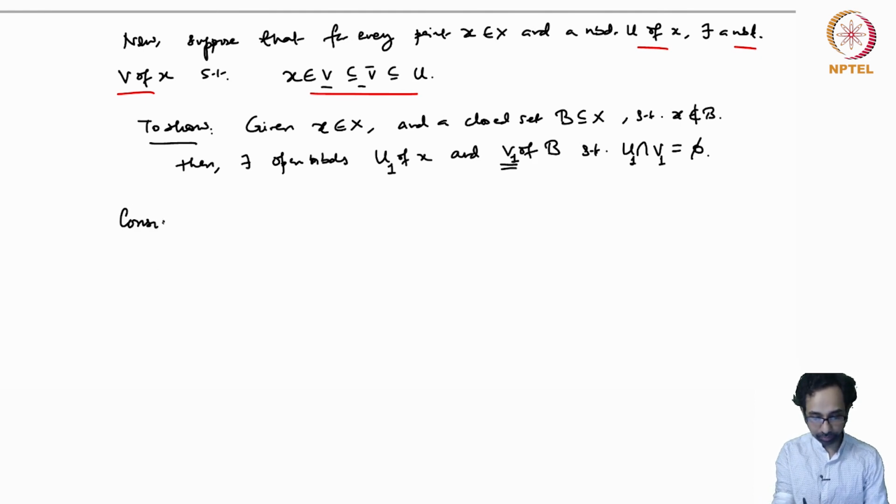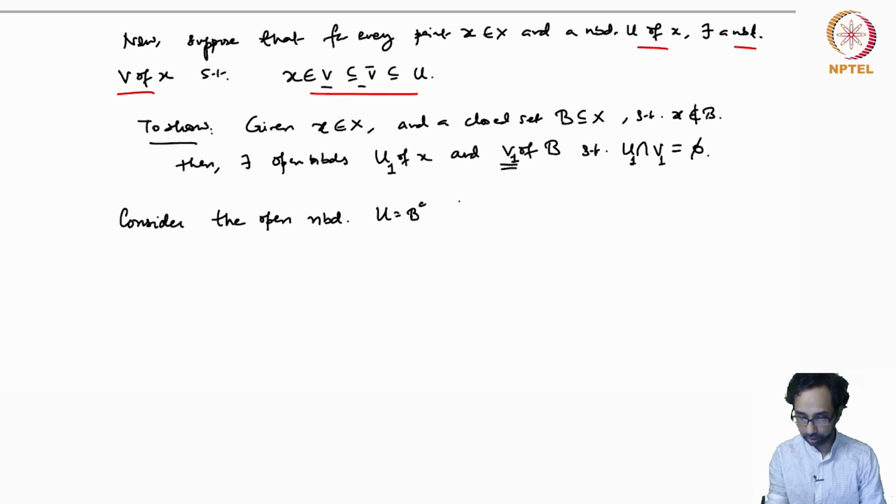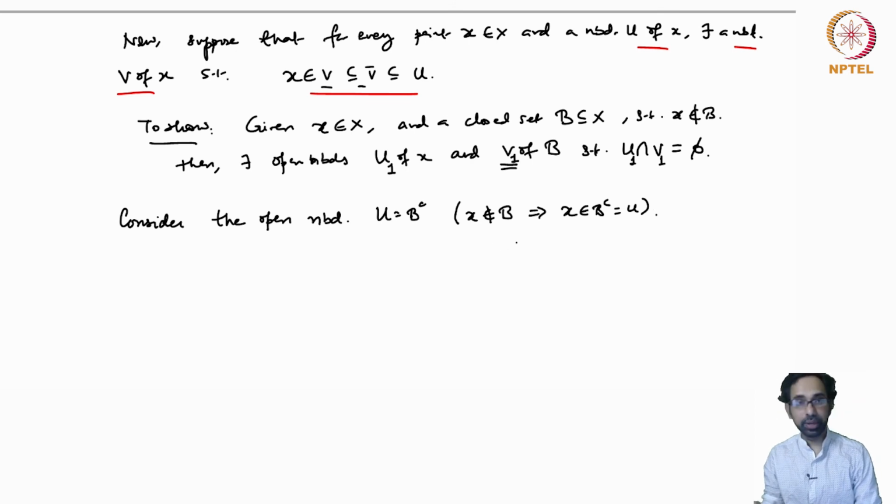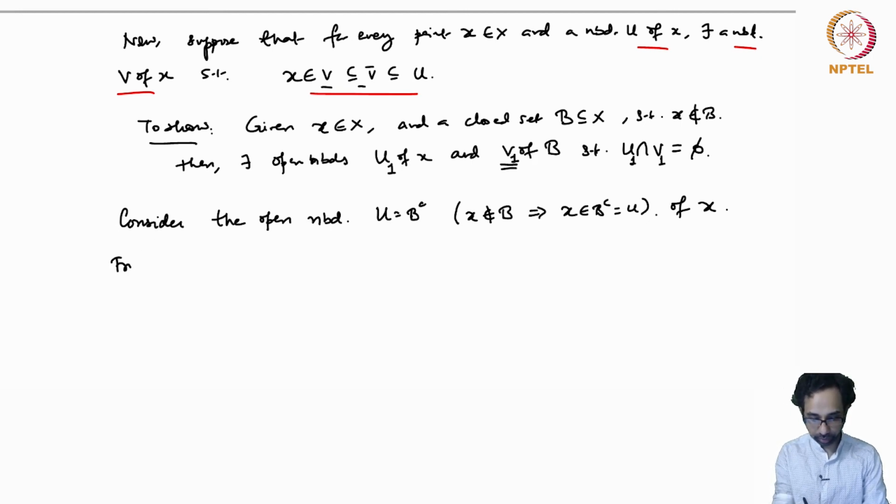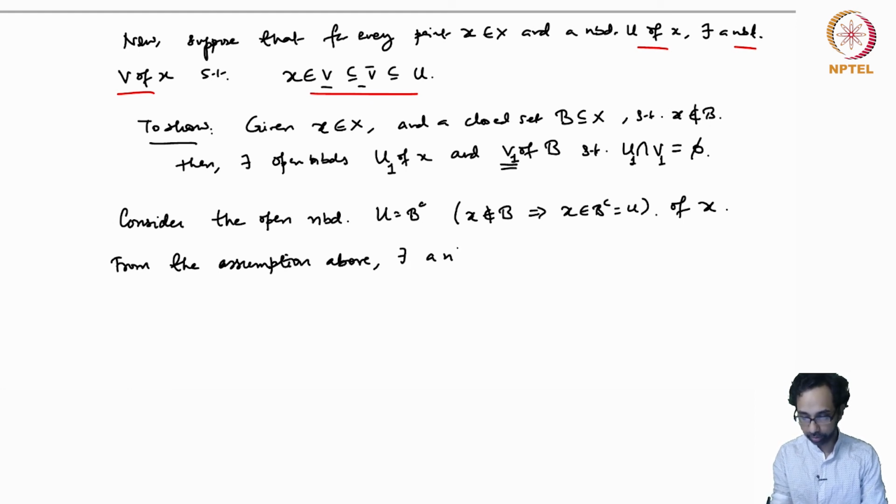So to start with, we consider the open neighborhood U, which is given by B complement. Remember that X does not belong to B, and this means that X belongs to B complement, which is U. And since B is closed, U is open. So this set U is an open neighborhood of X. And now from the assumption above, there exists a neighborhood V of X such that X belongs to V, which is a subset of V closure, which is a subset of U.